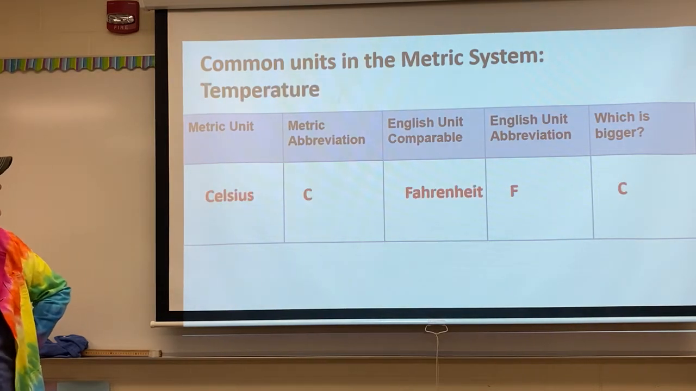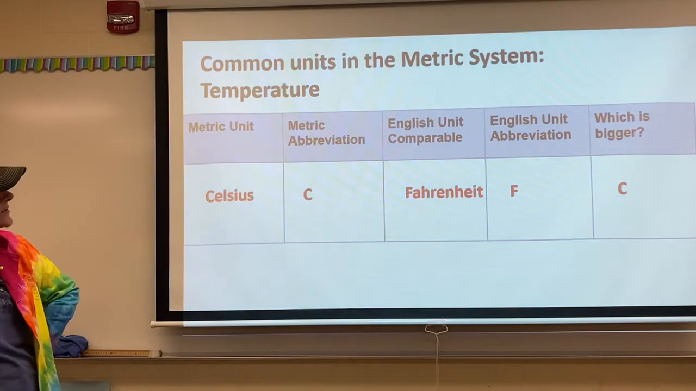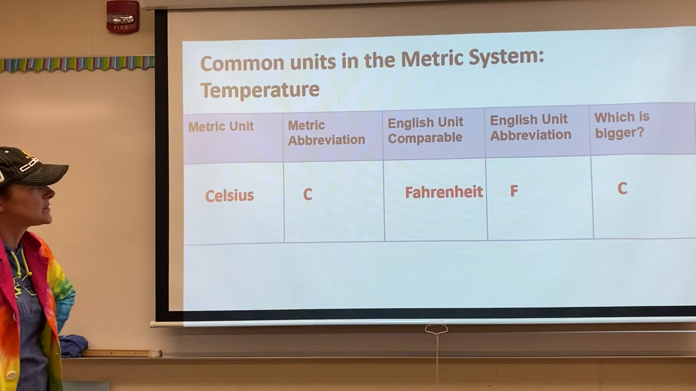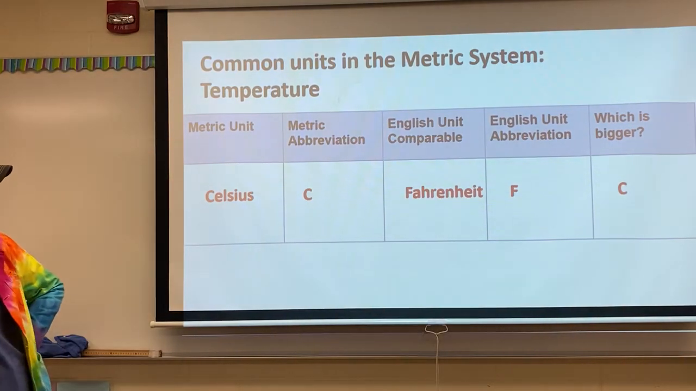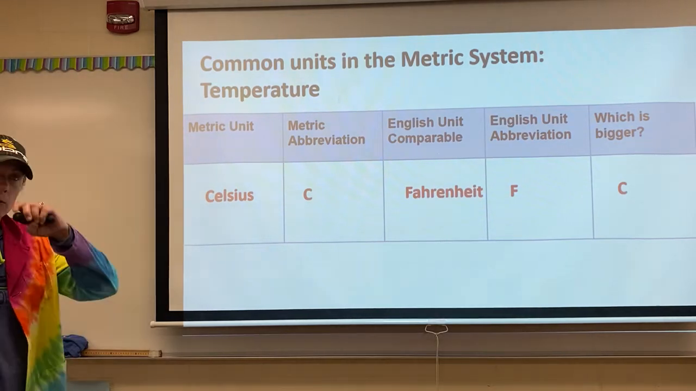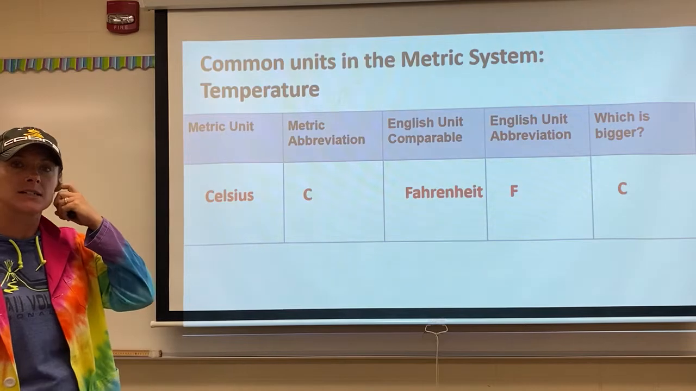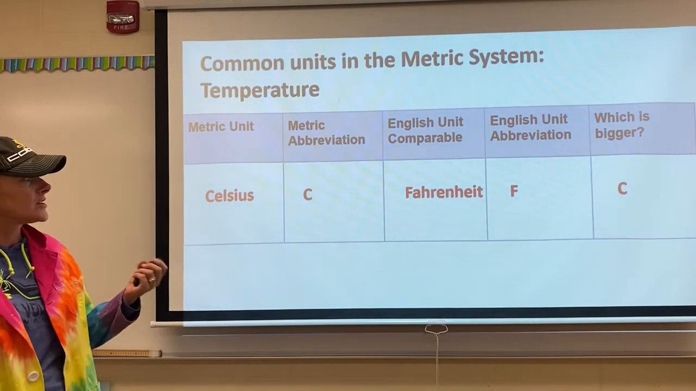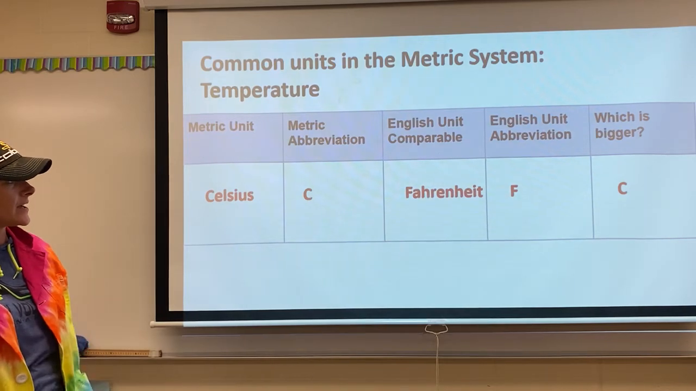Temperature. So Celsius is the metric unit that we're going to be using. It's abbreviated C. A lot of times there's a little naught in front of that. I just didn't put that in here this time. Fahrenheit is the comparable English unit, abbreviated F. And if you say you increased 1 degree Celsius, then that's almost about 2 degrees Fahrenheit. So a Celsius degree is a larger increase than a Fahrenheit degree would be.